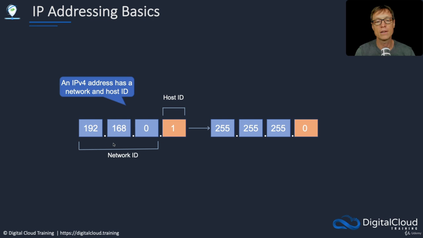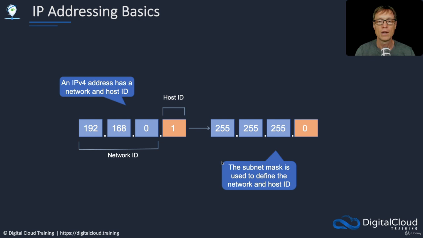Now, the way that we understand which portions are the network and which are the host is through something called a subnet mask. So in this case, the subnet mask says that everything with 255 is the network ID, and where we have a 0, that is where we have our host ID. Now, a bit later in the course, we're going to go into a bit more detail about how we work these out so we have the right number of hosts in our networks.